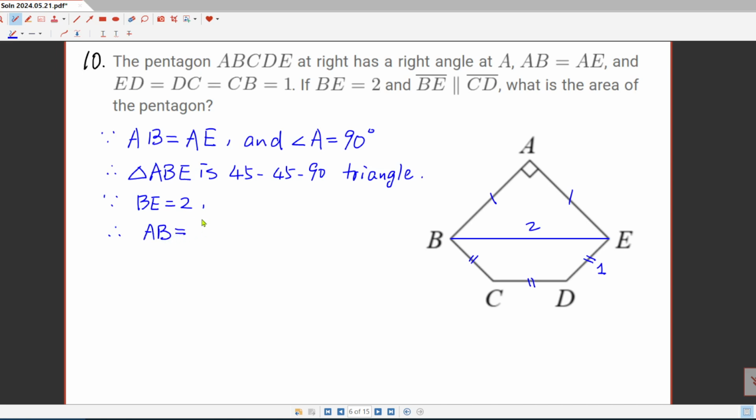So AB equals AE equals square root 2, right? If you want to verify this, AB squared is 2, AE squared is 2, 2 plus 2 equals BE squared, right? So that verifies our calculations here. And also you can calculate the area of triangle ABE, which is 1/2 of AB times AE, and that gives us 1, right?